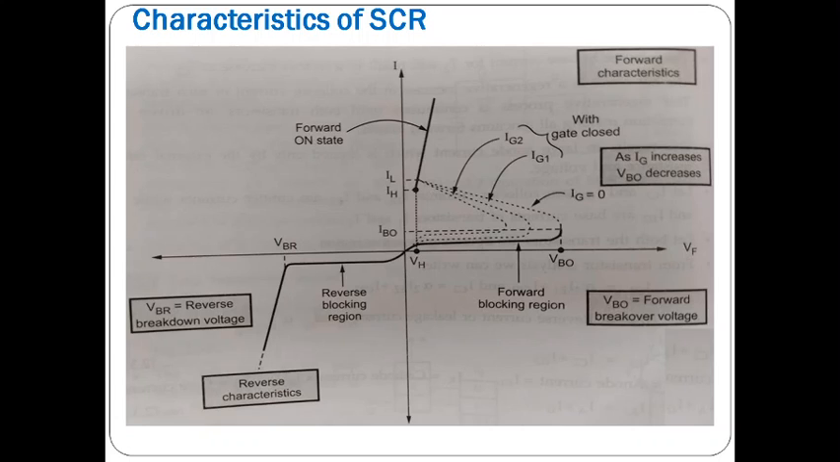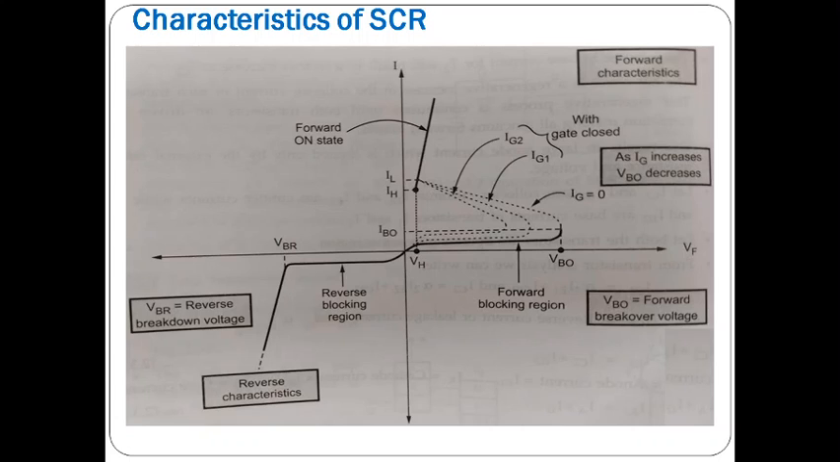Second, if gate bias is used, then what happens? Gate current increases, and less voltage is required to turn on the SCR. So in this case we are not required to reach VBO. Before VBO only, we can get the current. When the gate current increases, less voltage is required. That means when the gate terminal is closed, you can get it here.